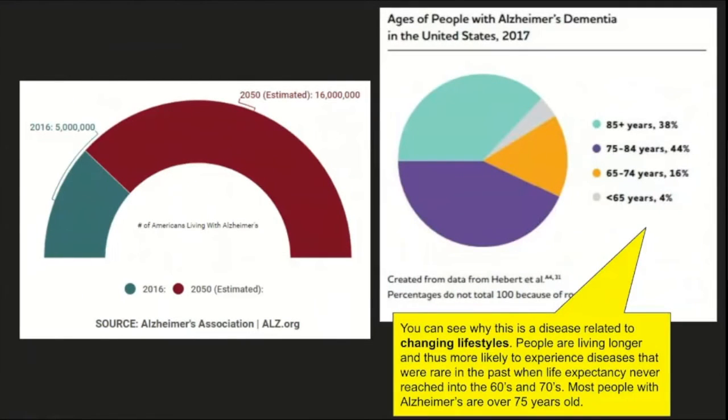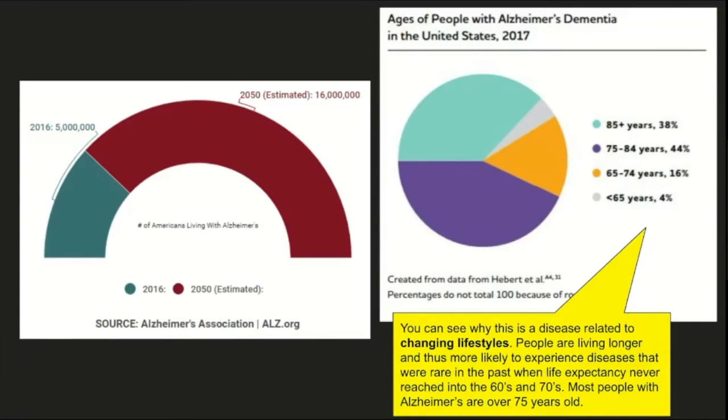So you could take a look at the percentage of people 65 to 74, 75 to 84, and 85 plus years. And this is interesting in yellow. You can see why this is a disease related to changing lifestyles and living longer. People are living longer and thus more likely to experience diseases that were rare in the past when life expectancy never reached into the 60s and 70s. Most people with Alzheimer's are over 75 years old.